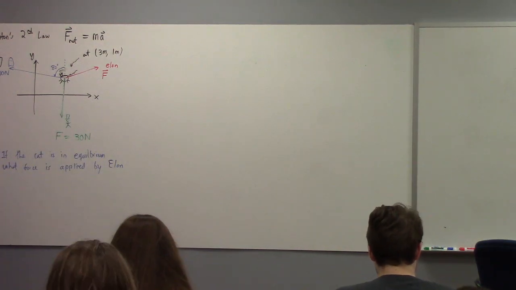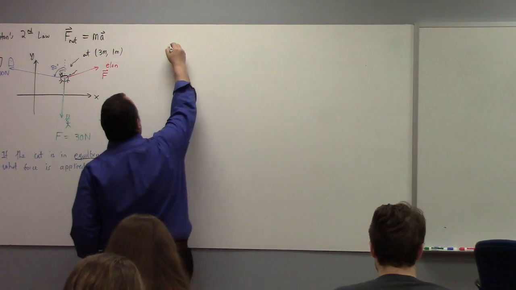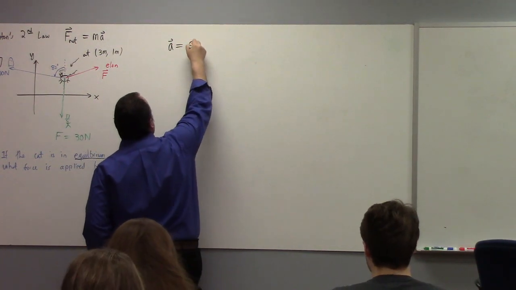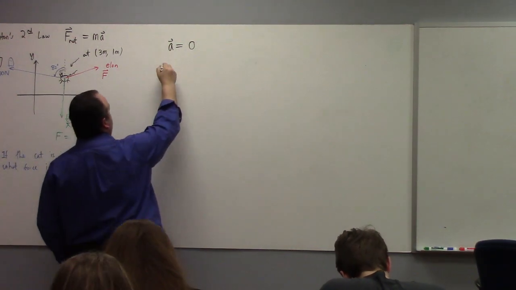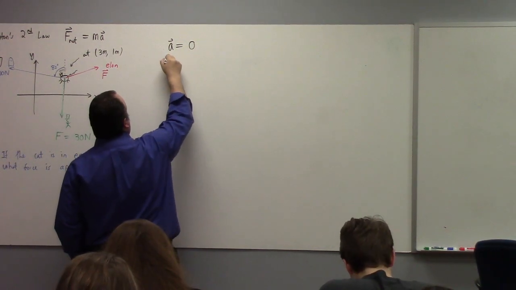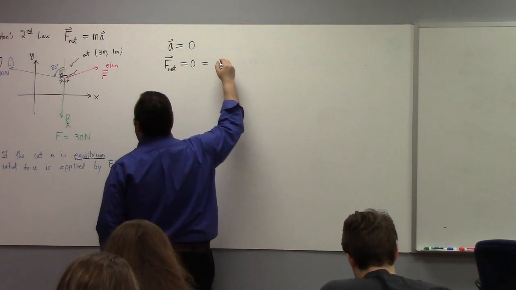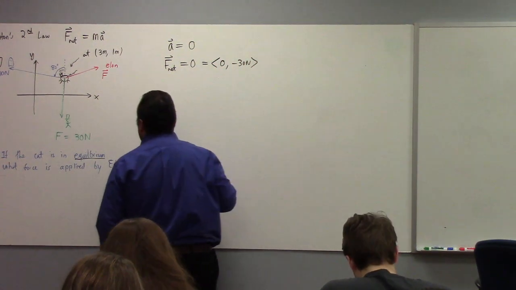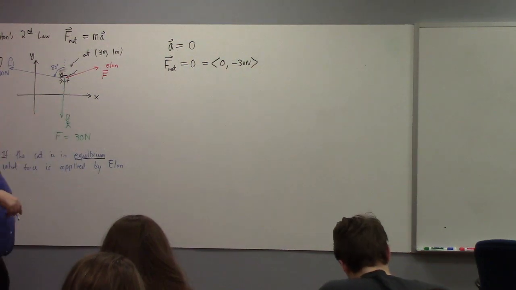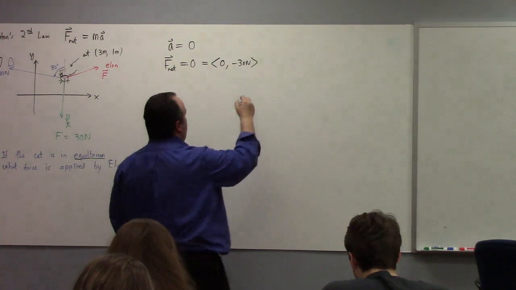So, all right, anyway. If it's in equilibrium, what does that mean? We know that the acceleration is 0, so the sum of the forces must be 0. Now the forces are equal to what? We got ourselves a 0 minus 30 newtons. That's Mr. Top Hat downward. And how about the ghost force? What's that?